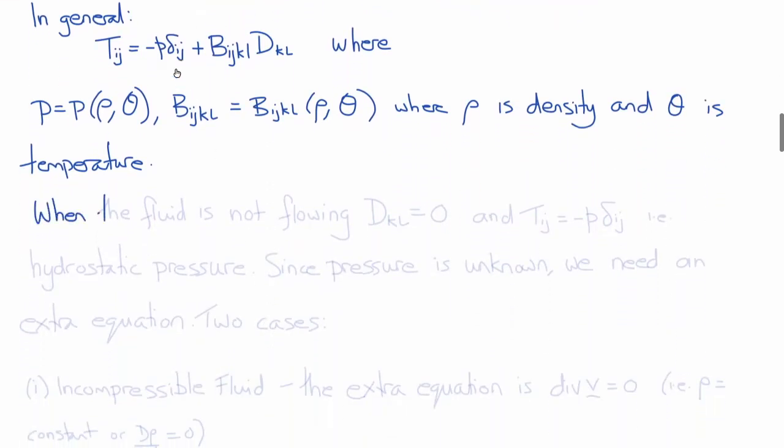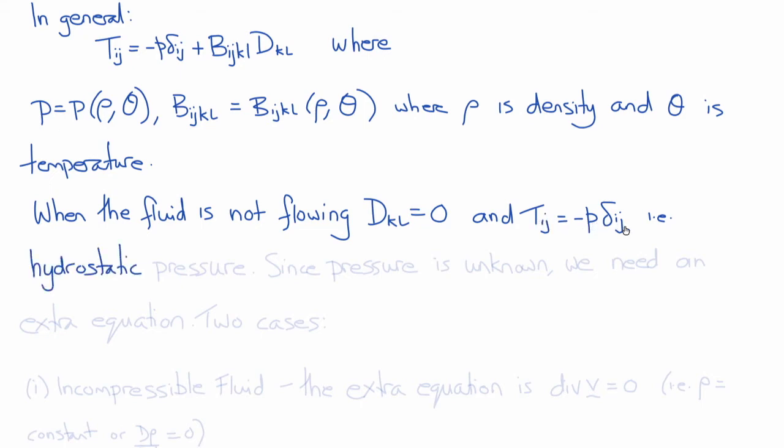Now, why did we separate out the hydrostatic pressure P? Well, that's because when a fluid is not flowing, dkl, the rate of deformation, is equal to 0. But there can still be stress in a non-flowing fluid, and that stress is the hydrostatic pressure minus P. So therefore, the stress tensor in a fluid that isn't flowing would be minus P on the diagonals, or Tij is equal to minus P delta ij.